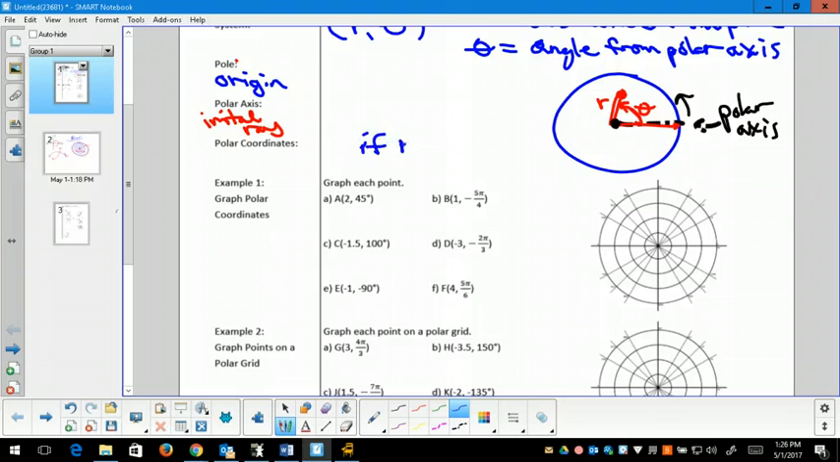If r is negative, all that means is go to where it would be located if r were positive, and then go to the other side of the radial. So that means that that point lies on the opposite side of the terminal ray.